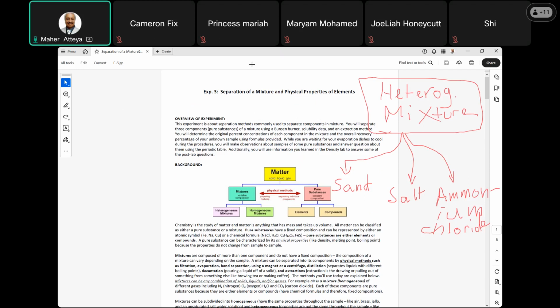We will be using the physical properties of each component to separate it from the rest of the mixture. For the first one, ammonium chloride, it sublimes at mild temperature. So we'll take advantage of the sublimation temperature.